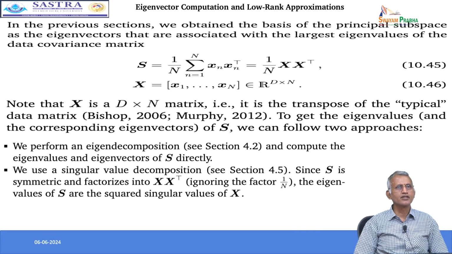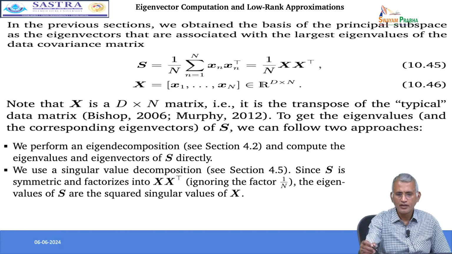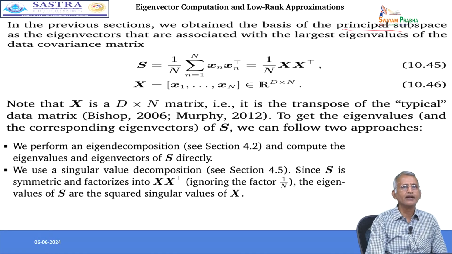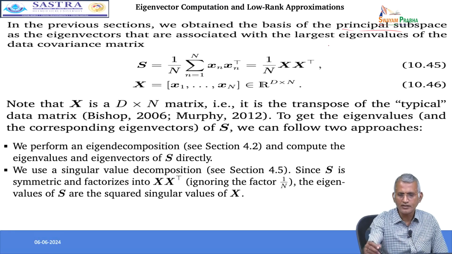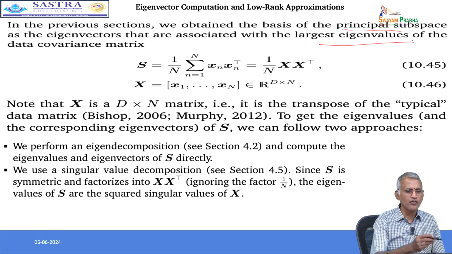Now, shall we start with eigenvector computation and low rank approximation, next idea. In the previous section, we related principal component analysis and orthogonal projection of the points, and here we are going to discuss the eigen decomposition and largest eigenvalues related to principal component analysis. So, now we obtained the basis of the principal subspace as the eigenvectors that are associated with the largest eigenvalues of the data covariance matrix.